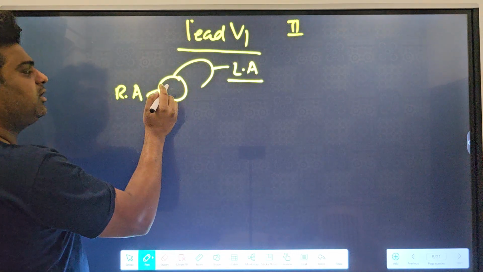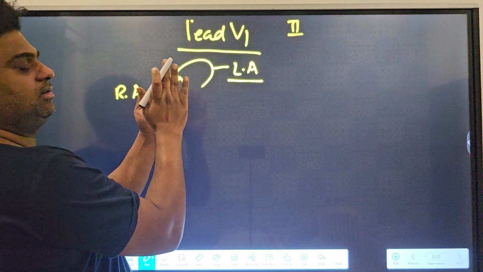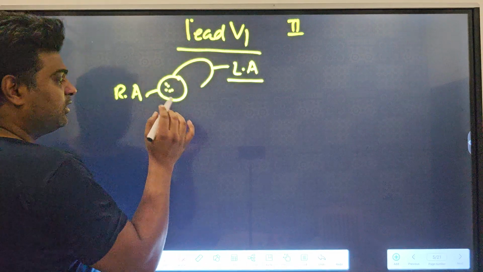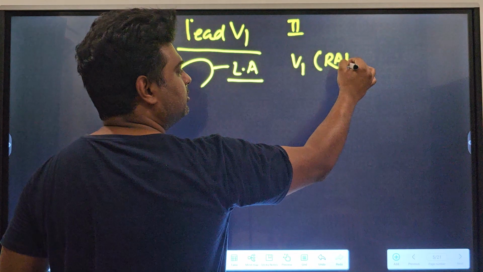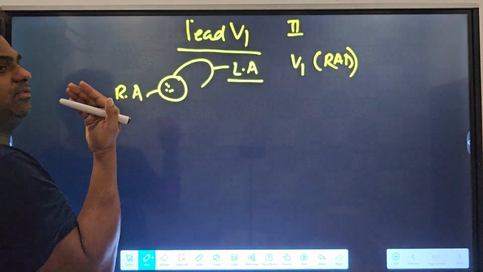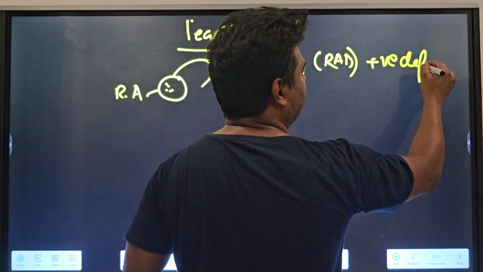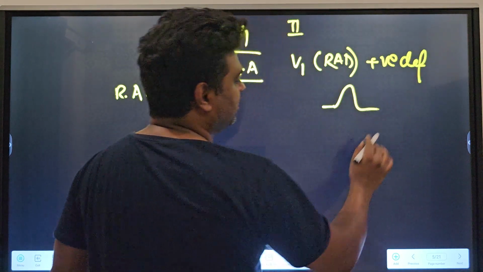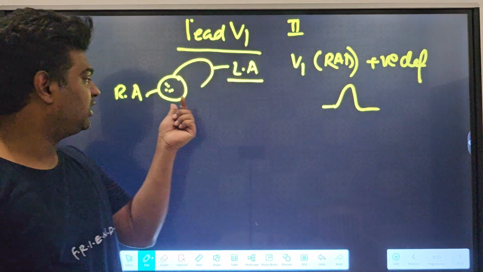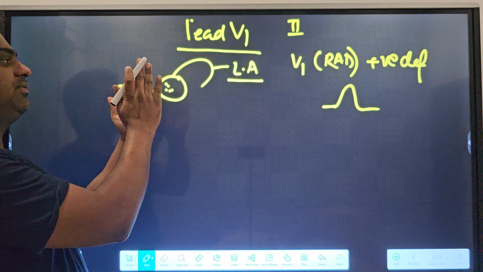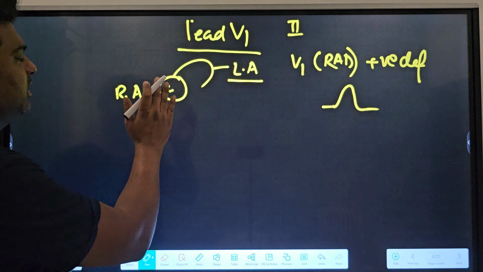So when the right atrium is getting depolarized, the direction of the wave is coming towards V1. So when V1 is seeing right atrial depolarization, the wave is coming towards V1. That's why it has a positive deflection, like this. So right atrial depolarization is seen as a positive deflection in lead V1 because the direction of depolarization is coming towards V1. But the left atrium is situated posteriorly to the right atrium.